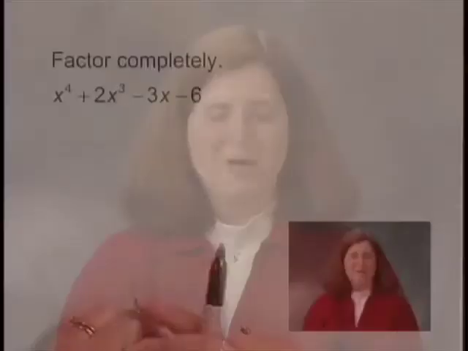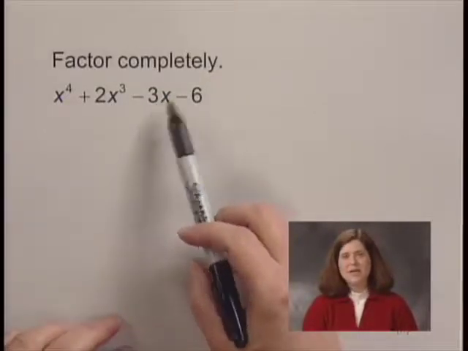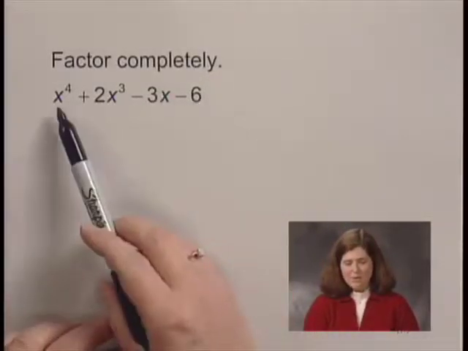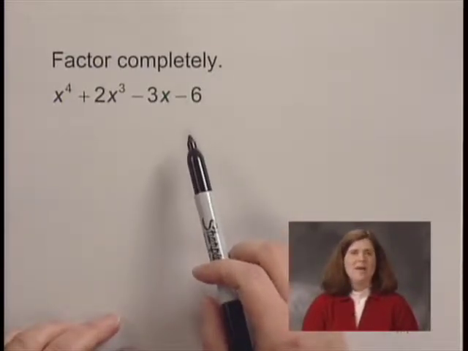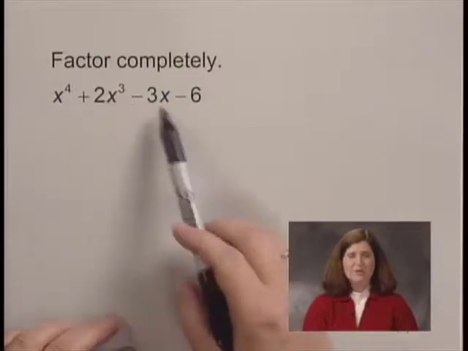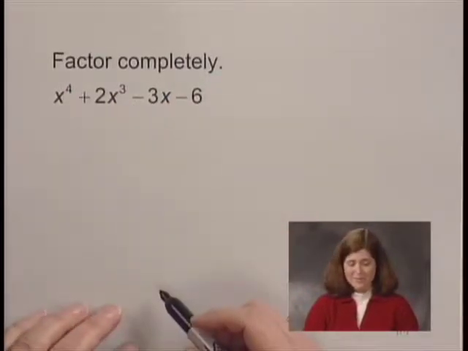In this problem, we'll factor a polynomial. We'll factor the polynomial x to the fourth plus 2x cubed minus 3x minus 6. We first check to see if there are any common factors, and there are not, and then we count the number of terms. Since there are 4 terms, we will try to factor using factoring by grouping.